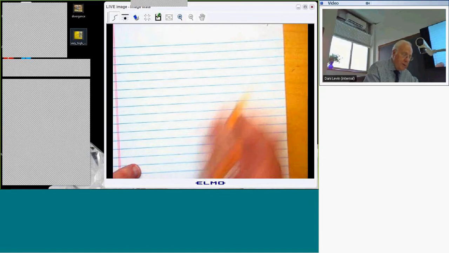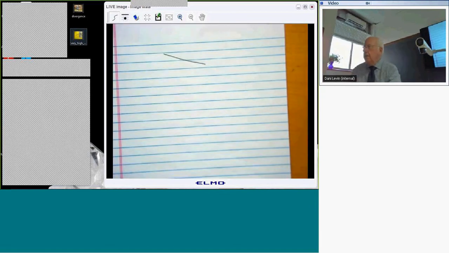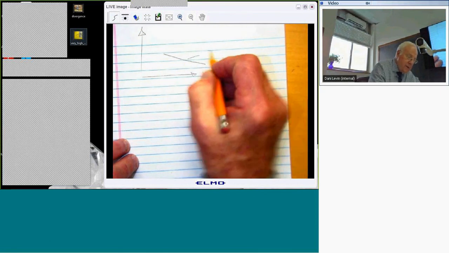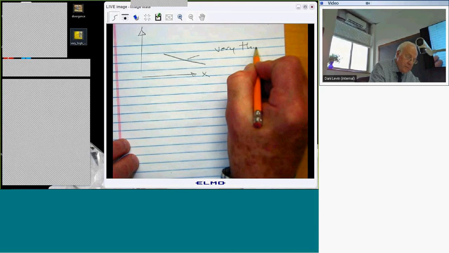I'm going to look at a case where I have an infinitesimally thin surface, okay? And I'm going to put it at an angle of attack. So, a very thin wing.